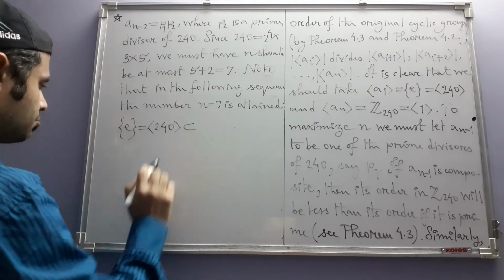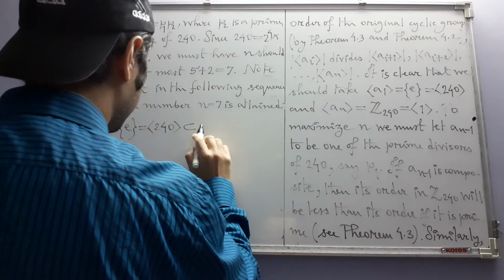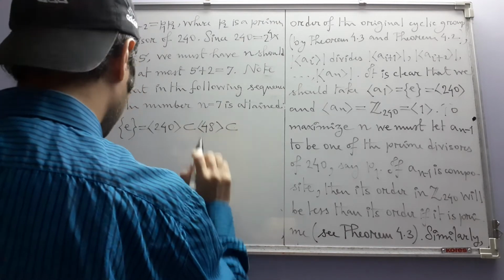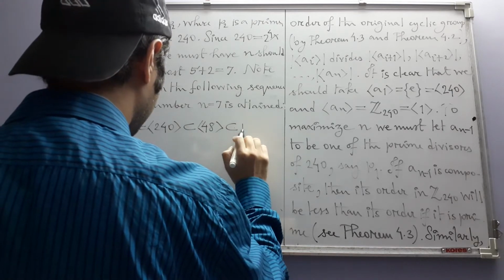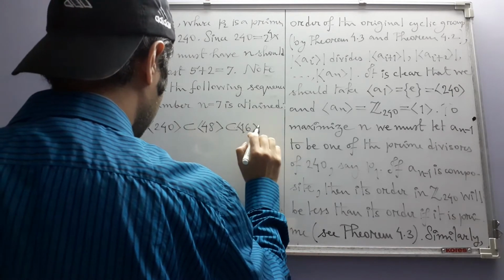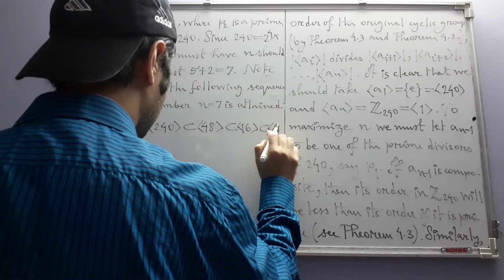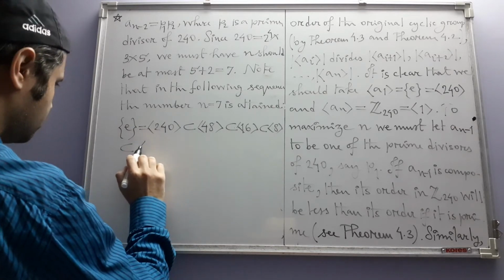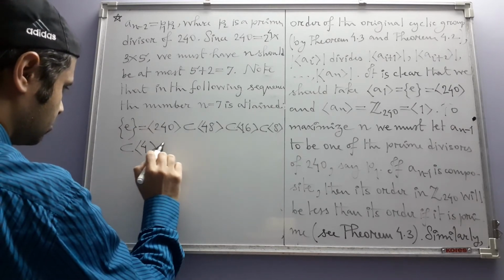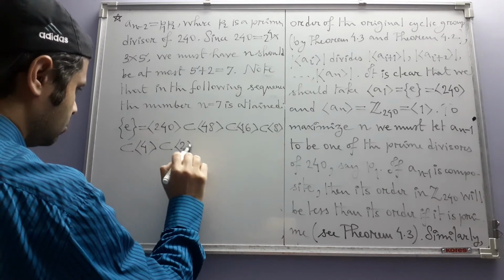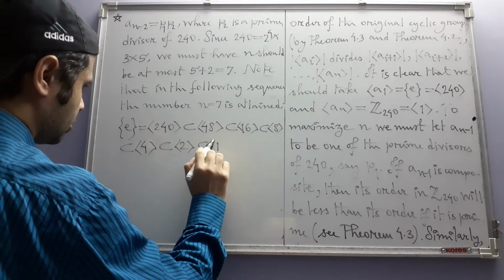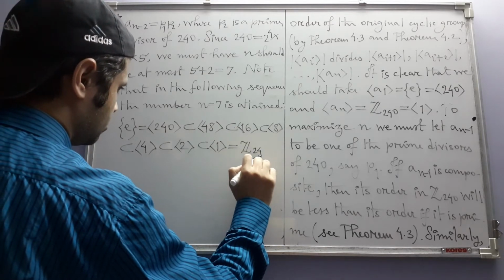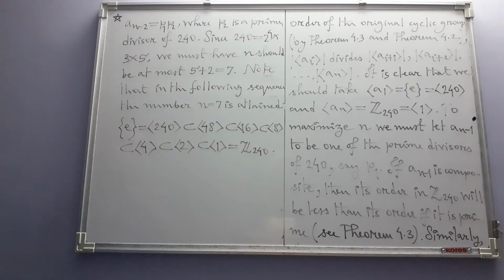Then this is properly contained in 48, which is properly contained in 16, 8, then 4, 2, and 1, which is that 240 itself.